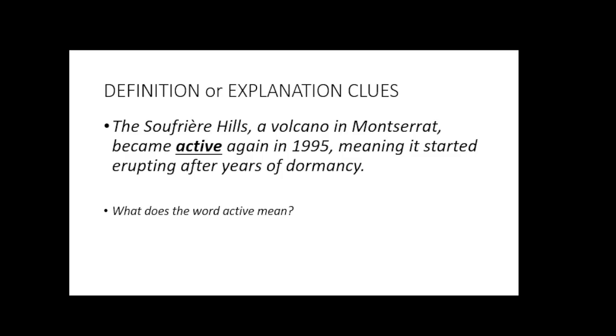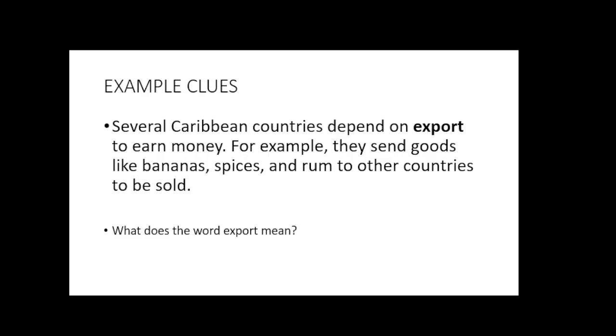This is called a definition context clue because the author gives the exact meaning of the unfamiliar word right in the sentence, usually introduced by a signal word. Some examples of signal words are meaning, such as in this sentence, or is, or you can have refers to, or which means. Do you think you're getting the hang of it now? Let's move on to the next type.